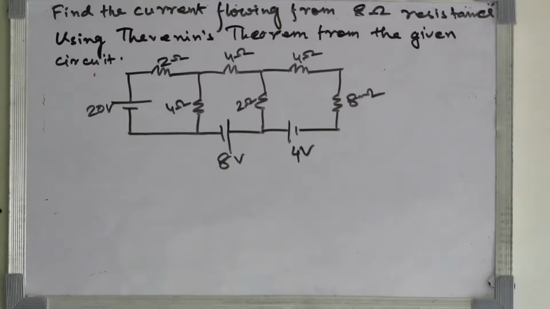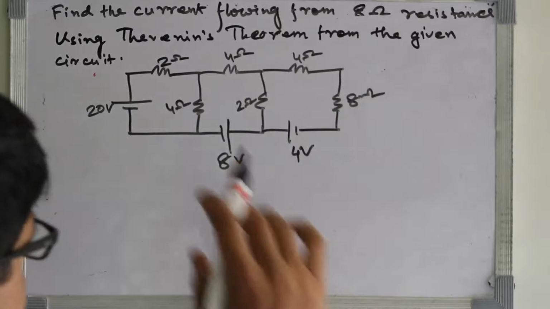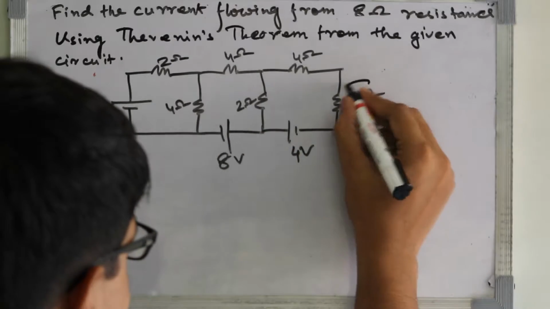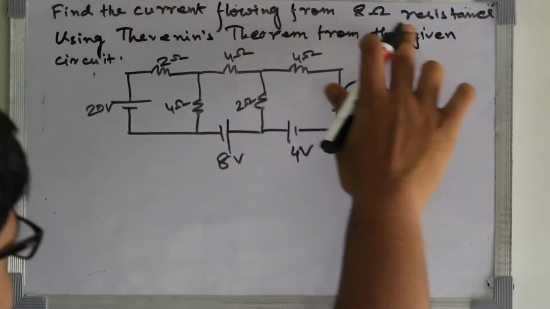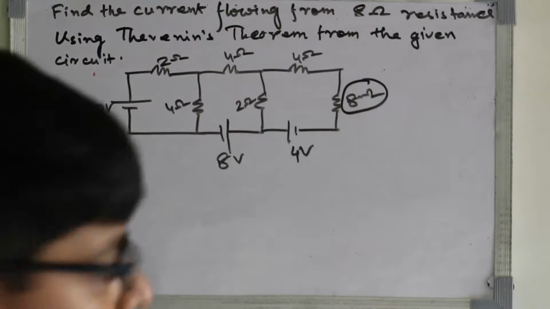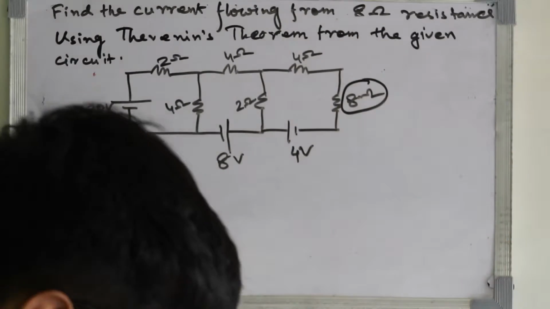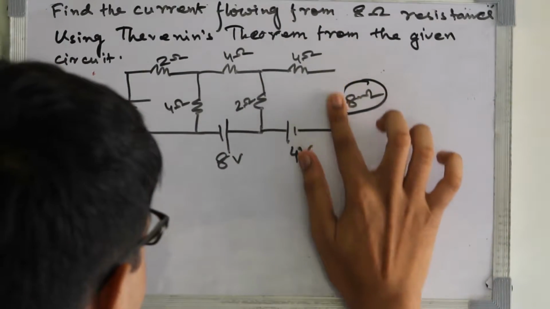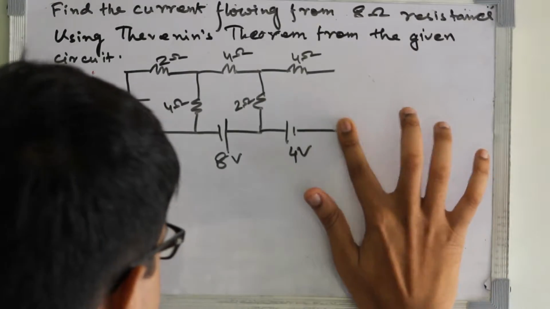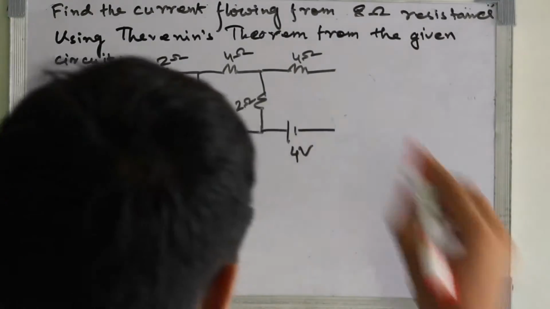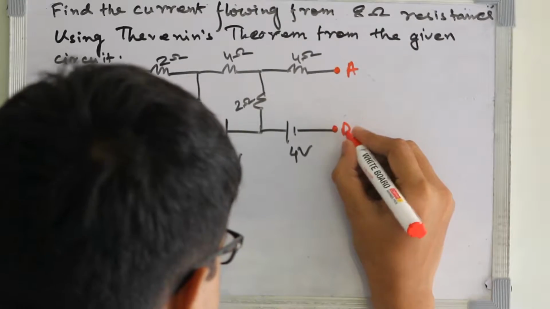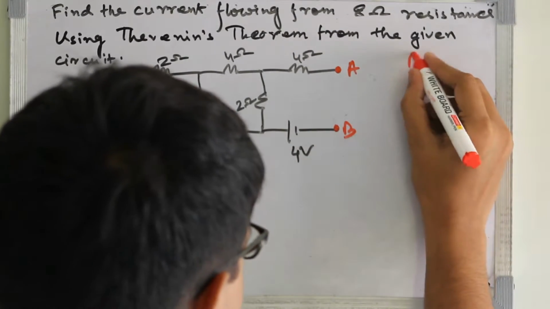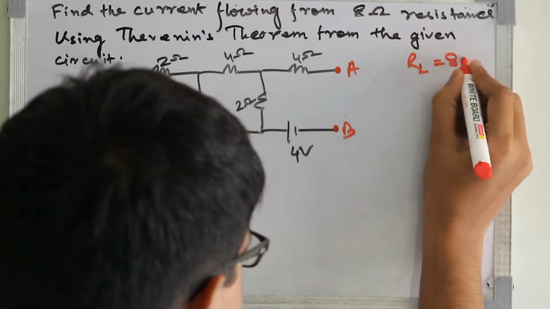Okay. So firstly we have to remove the load resistance from here. Here the load resistance is 8 ohm, where in the question it's given to find the current flowing through the 8 ohm resistance. So the load resistance is 8 ohm. So firstly we will remove this from here, and this will be our load resistance, and this will be an open circuit A and B, and we will write load resistance equals 8 ohm.